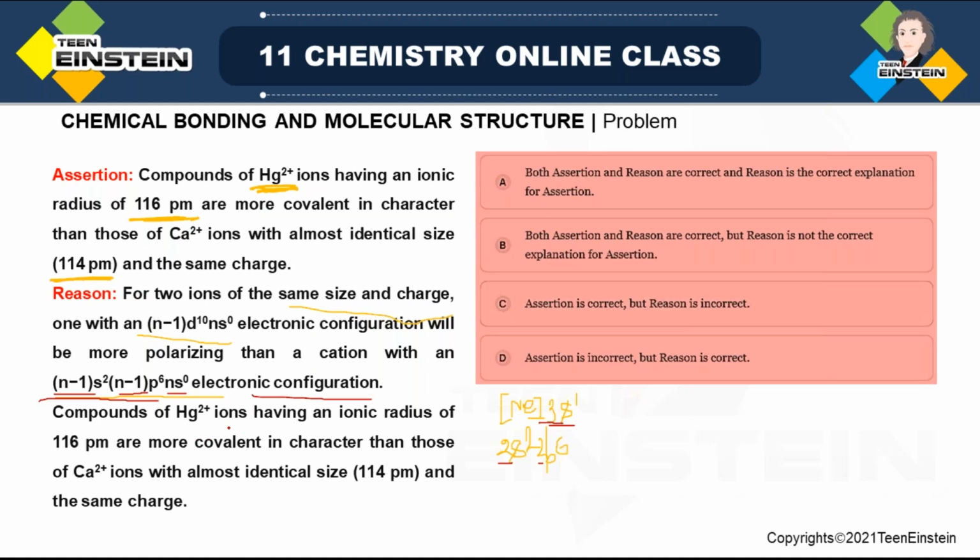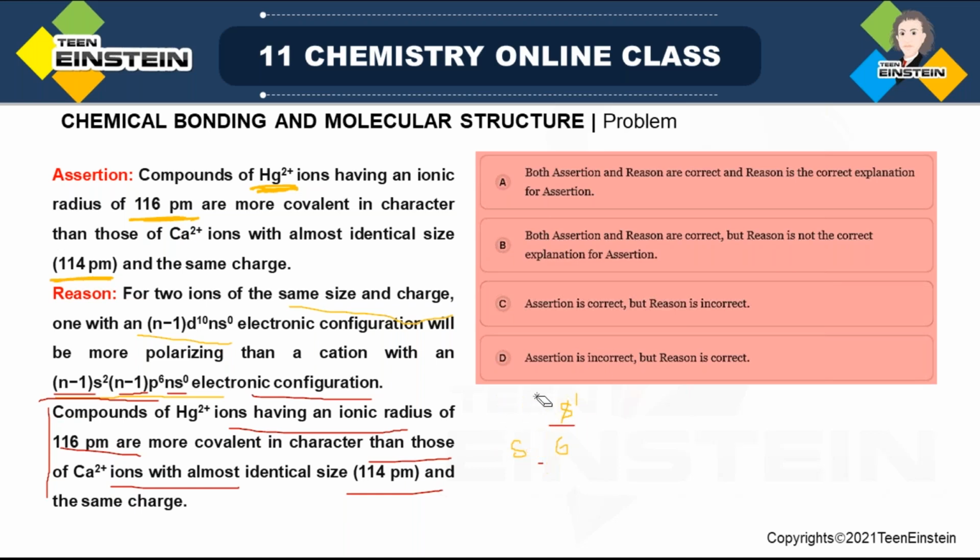Now this statement is basically correct. It is also mentioned that compounds of Hg2+ having ionic radius of 116 are more covalent in character than those of these ions with almost 114 and the same charge. Basically the same statement is repeated here. So the assertion is correct, and the reason is obviously also correct because it is Fajan's rule. And it is exactly explaining the statement mentioned in the assertion, so it is the correct explanation.